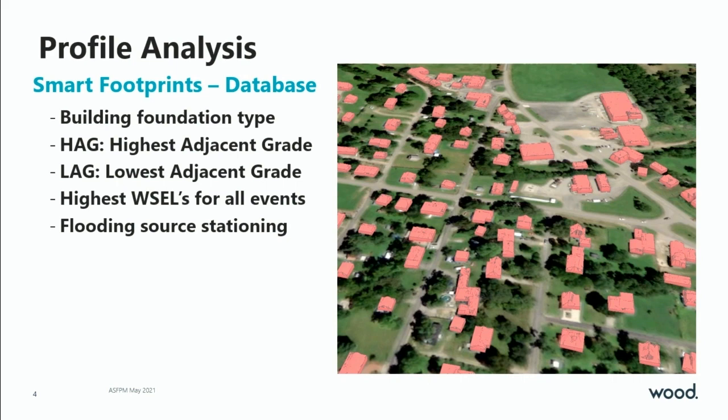Now the last but not least thing you need to have in that database is what is the stationing of the flooding source that's associated with that water surface elevation. That's important because if you take a tick mark for the lowest adjacent grade for that structure and you put it in the profile, then you want it to be at the right elevation in the profile when you're doing your flood window computations.